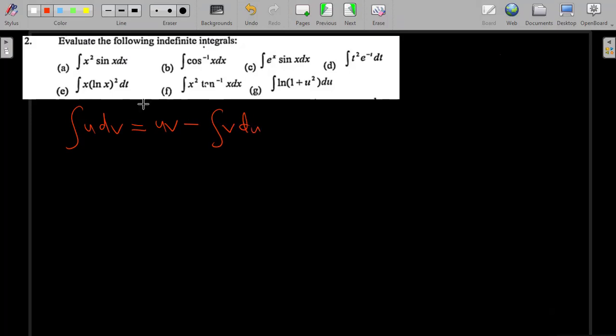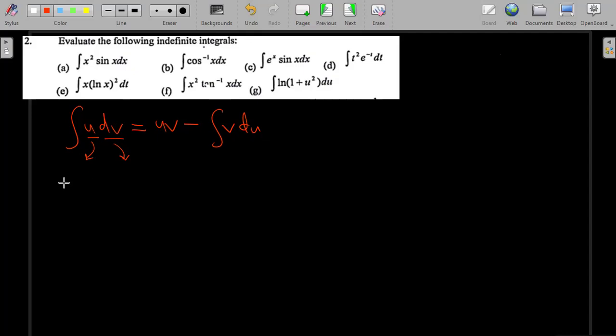So what is key to solving these questions? The key is you have to identify your u and you have to identify your dv. Then you differentiate your u and you integrate your dv, and then you replace your u, your v, and of course you replace your v du in this part here. So how do we do that?